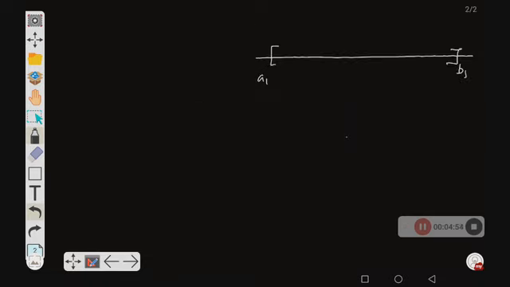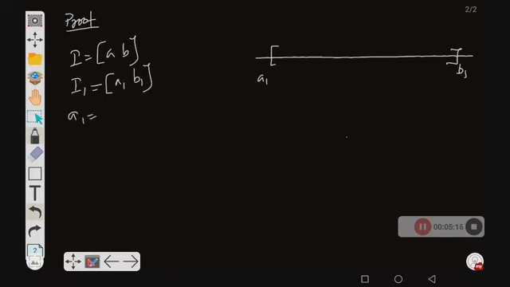So we have an interval in the proof. We have an interval I which is the closed interval [a, b], and we take I as I1, that is I equal to I1 equal to [a1, b1]. So first we have the interval [a1, b1], which is the same as [a, b]. We are just renaming a1 as a and b1 as b.